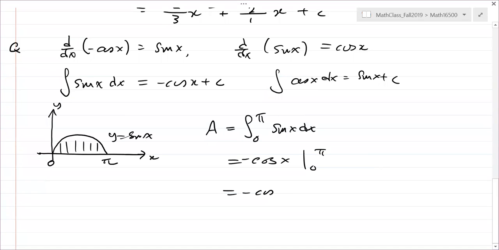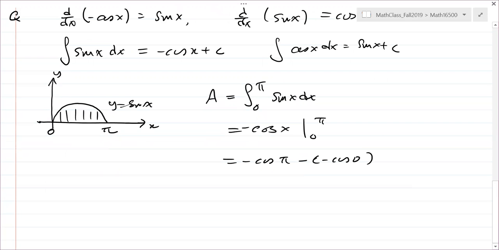So you get negative cosine pi minus negative cosine 0. Cosine pi is negative 1, so that's 1, minus negative 1, which is going to be 2. So the area under the graph y equals sine x is just equal to 2.